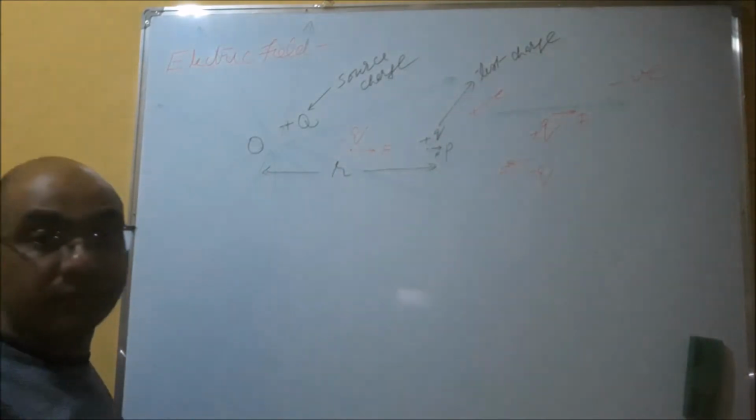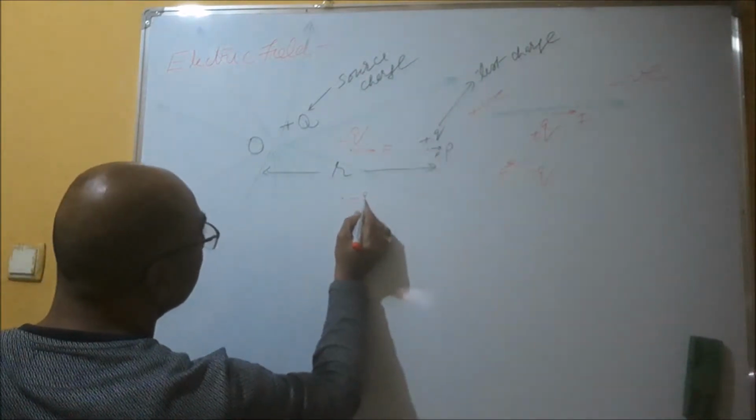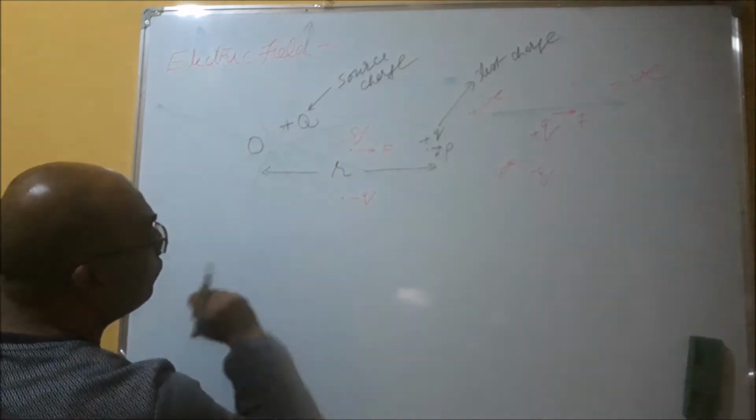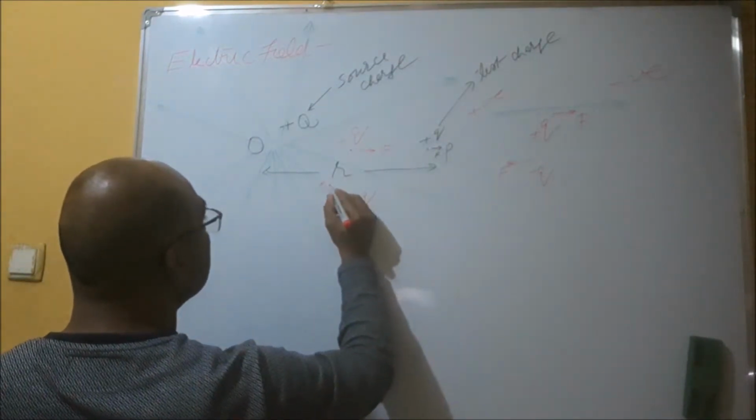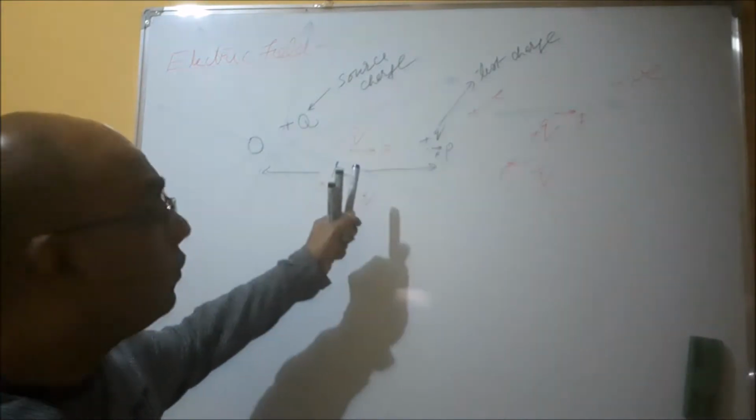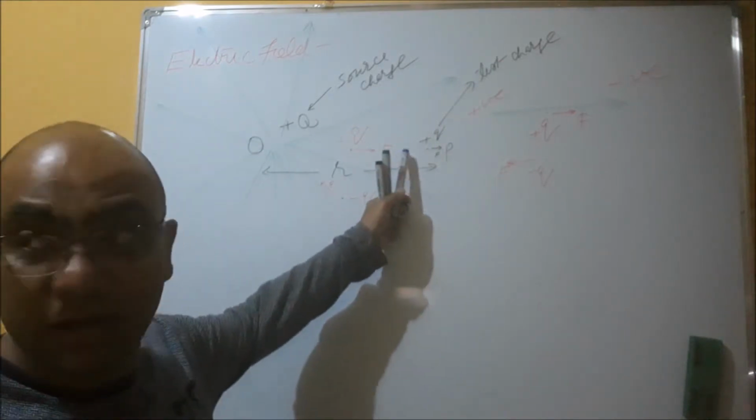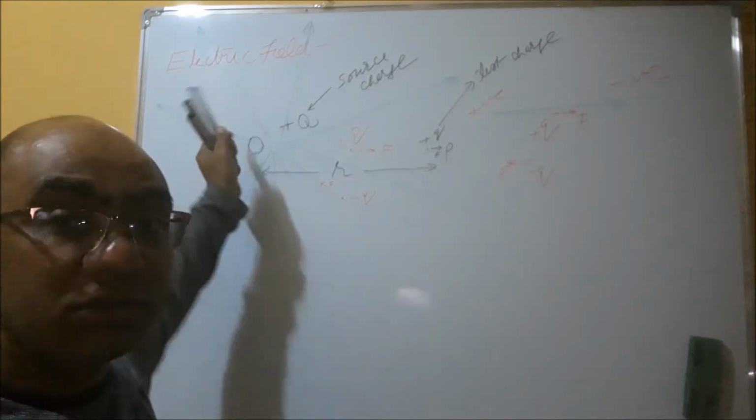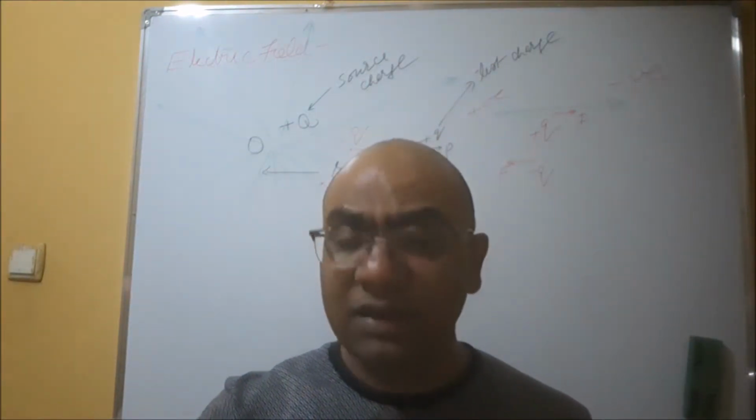This. And in the same way, if I have minus q over here, what will plus q do? It will attract. So the direction of the force will be this. So you see, on plus q we have the force in the direction of the electric field, while on minus q we have the force in the opposite direction of the electric field. Okay, so what can we conclude?